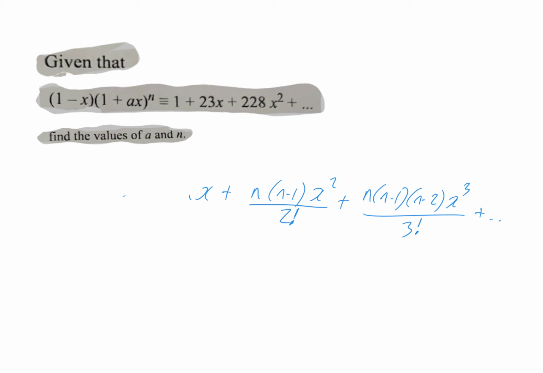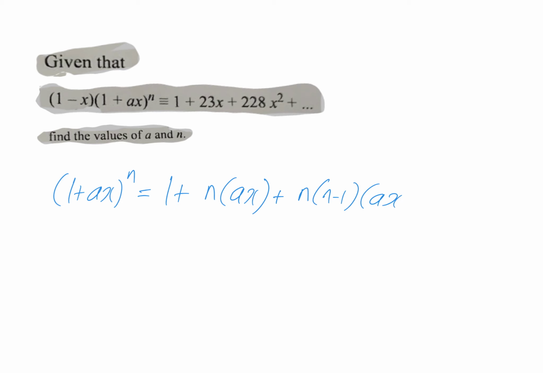So this question says, given that (1 - x)(1 + ax)^n is identically equal to 1 + 23x + 228x², find the values of a and n. First thing I'm going to do is expand the (1 + ax)^n using what I've got. And by the way, what I just put on the screen is given in your formula booklet, thankfully.